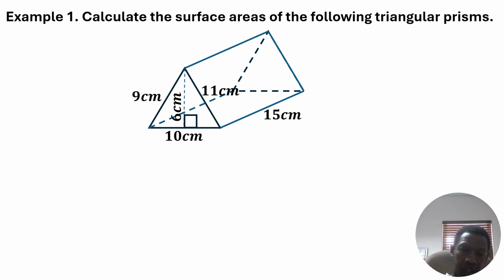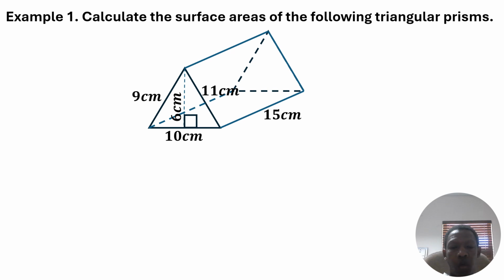Side 2 is given as 11 centimeters. And then side 3 of the triangle is given as 9 centimeters. Firstly, we will have to calculate the area of a triangle, which will be multiplied by 2 because we have two identical triangles. We also have the perpendicular height of the triangle that we are going to use in order to calculate its area.